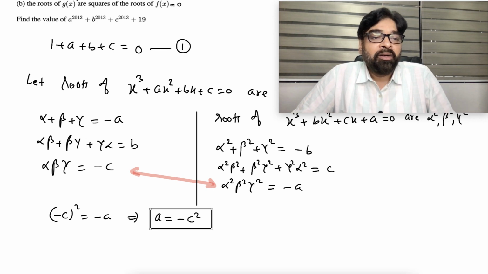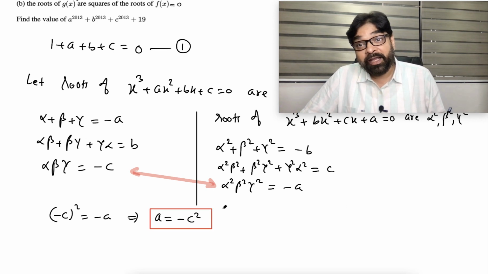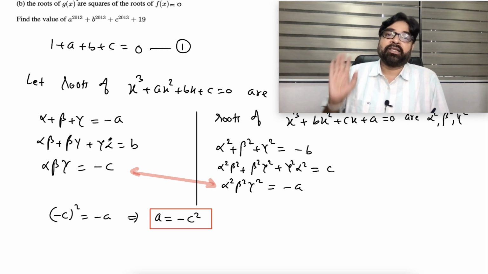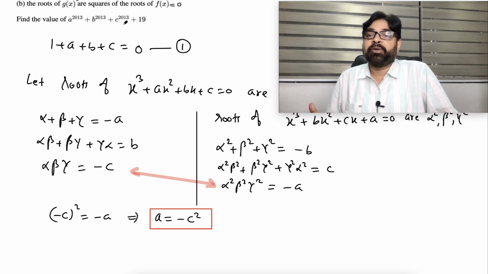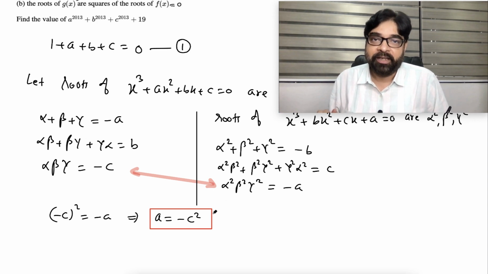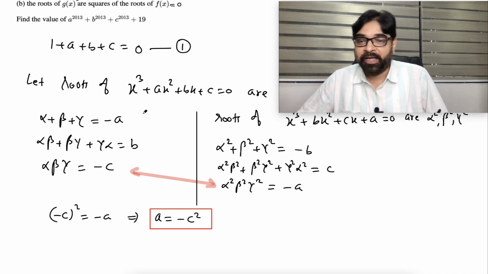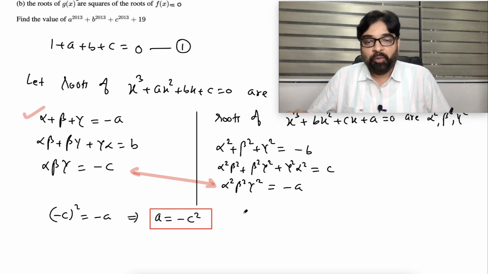I want more relations between a and c. Suppose if I can get b also in terms of c, I will put it in this equation and I will get c. The moment c comes, b and a will come, and then we can put it here and get the answer. Yes or no? So now how will we get b? We can get b also. We'll try to square this one.